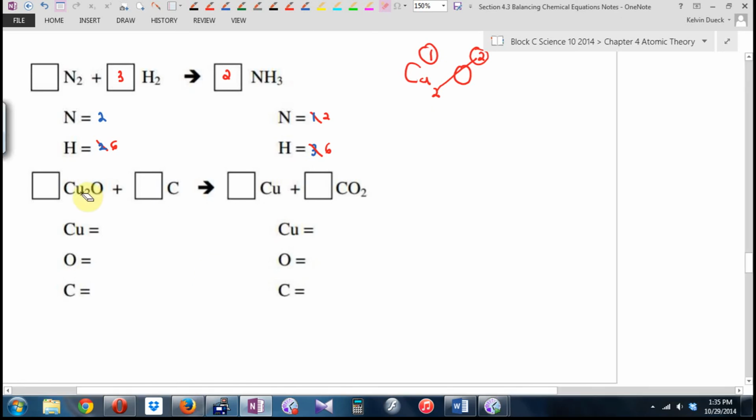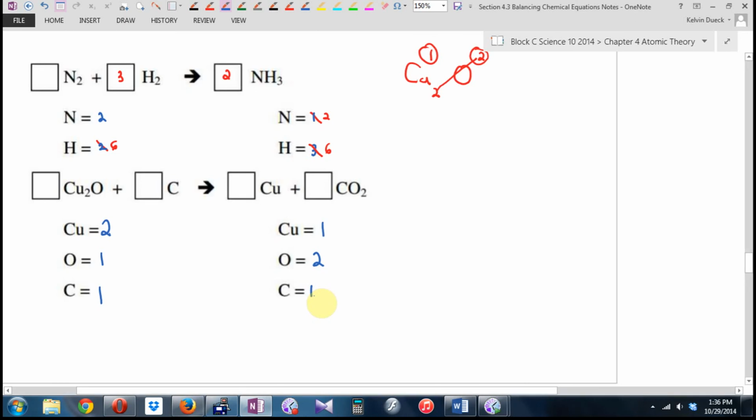So the first thing that I would say is, right now, how many coppers are there? How many Cus? 2 of them, on the left-hand side. How many O's are there? 1 on the left-hand side. How many C's are there? 1. Now let's go scooching over just to the right-hand side. How many Cus are there right now on the right-hand side? 1. How many O's are there on the right-hand side? 2. How many C's are there? 1. Okay.